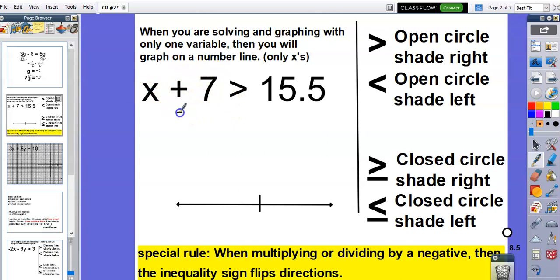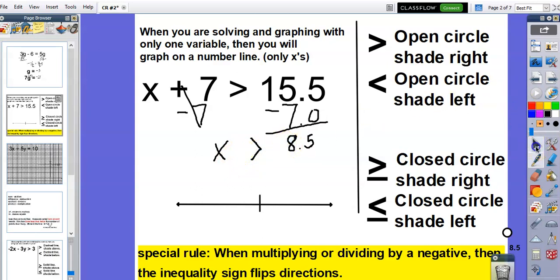Opposite of a positive 7 is a minus 7. So we need to subtract 7 from both sides. Line up decimals on this side. 15.5 minus 7 is 8.5. Bring down the greater than symbol and the x. So x is greater than 8.5.